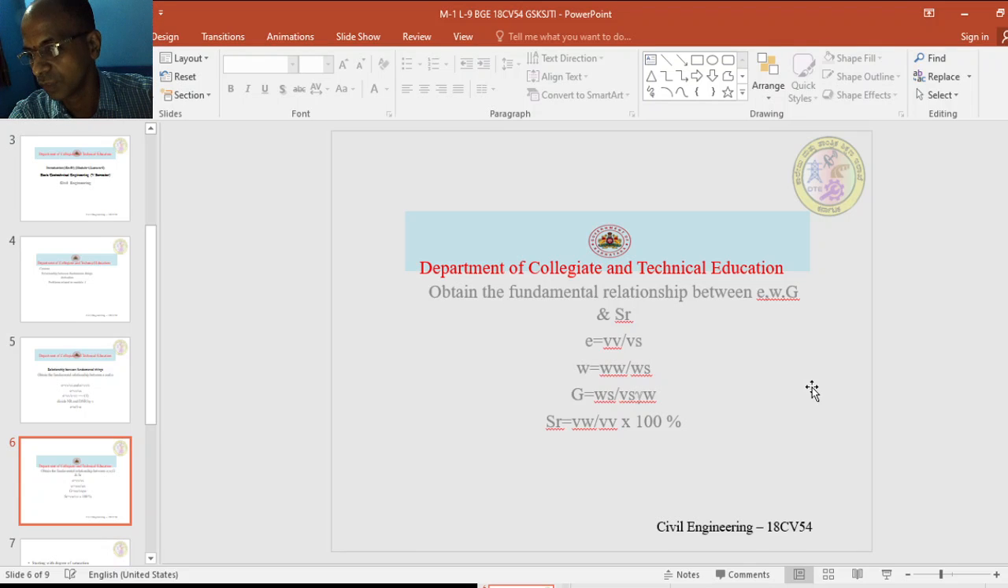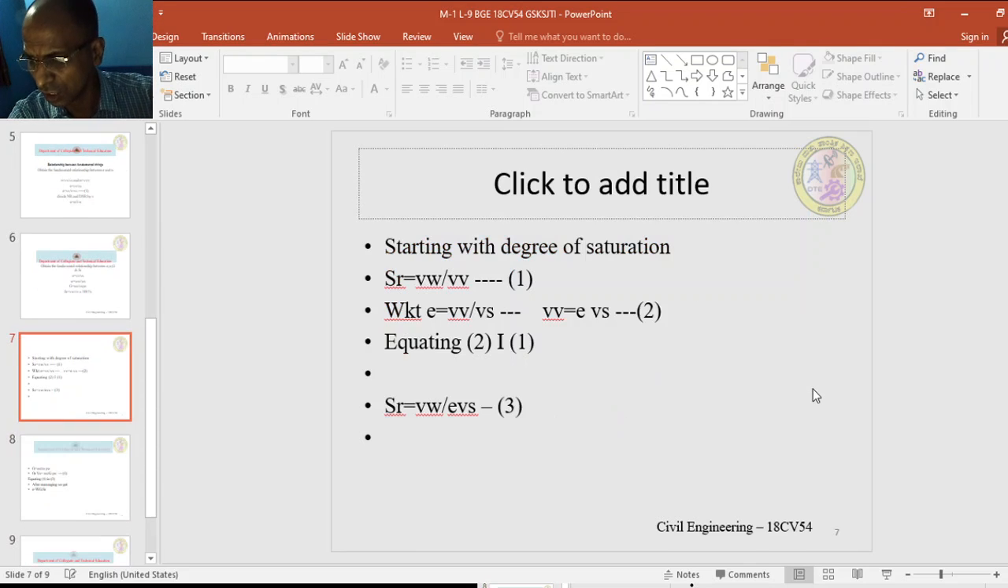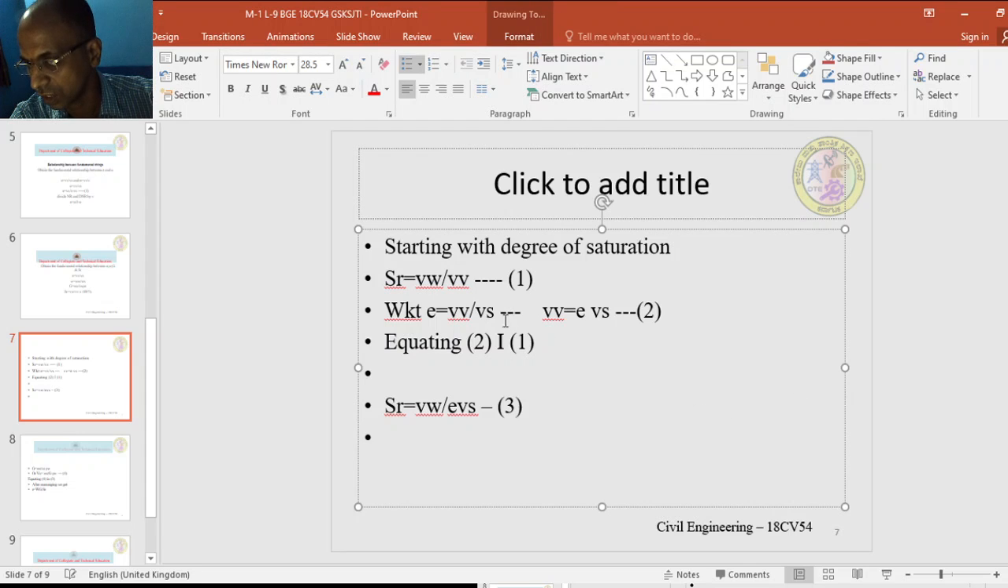So next, step number 3. You have to start with the degree of saturation. Anything you can start with; I am moving in a simplified way. Degree of saturation Sr is equal to the volume of water to the volume of voids. Call it equation number 1. We know that e is equal to the volume of voids to the volume of soil particles, so Vv is equal to e into Vs. Call it equation number 2.